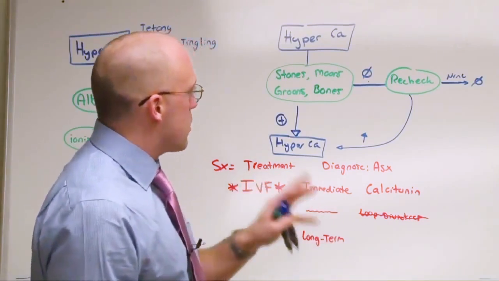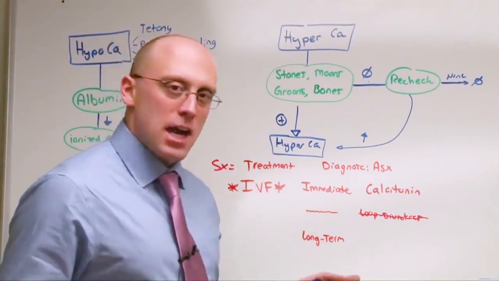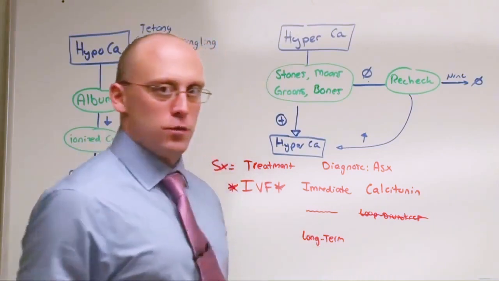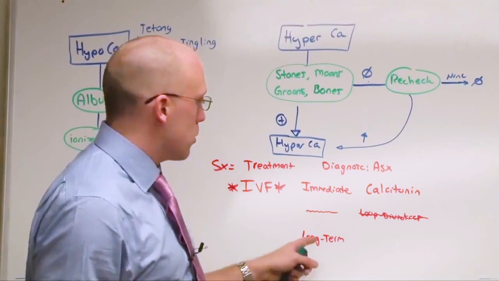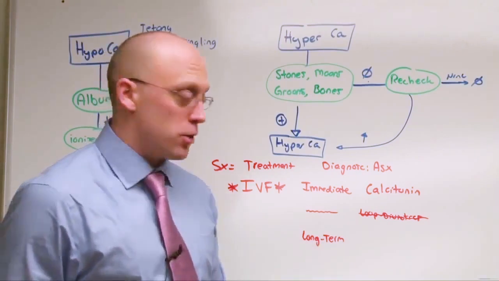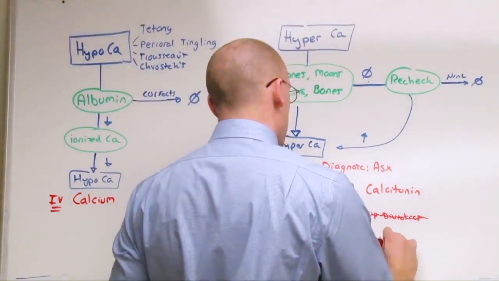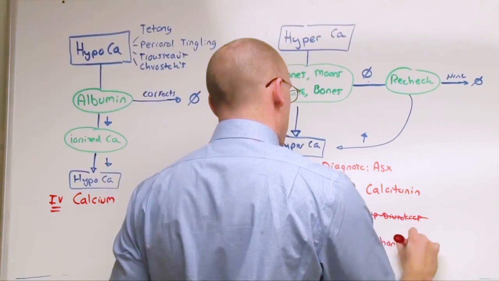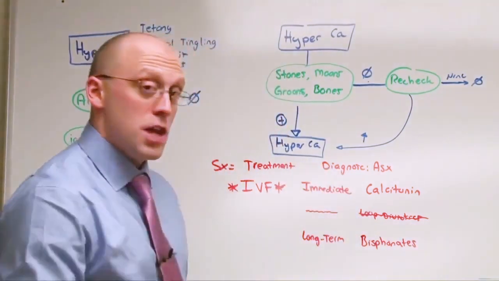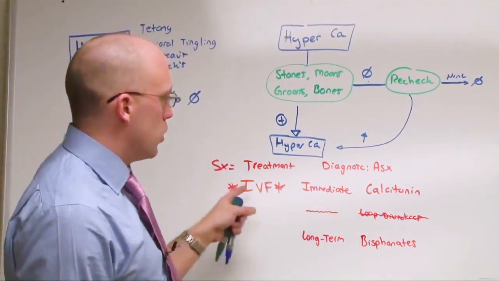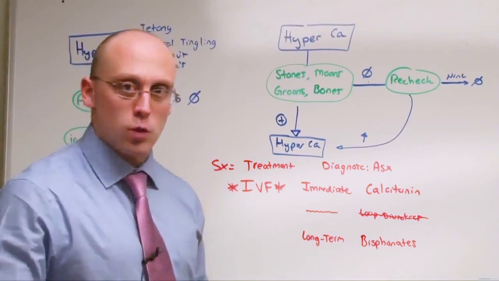It's basically if the calcium's 18, they're bugging out, they're in pain, they're completely altered, you give them some calcitonin while you hit them with fluids. The long-term therapy has become the standard, which are the bisphosphonates. It used to be very clear: give calcitonin, then fluids, then a diuretic, and bisphosphonates are sort of floating around.